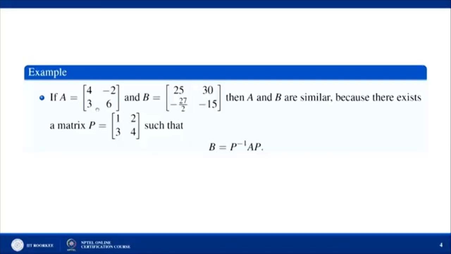Now, let us discuss one example. Suppose A is this matrix and B is this matrix. Then A and B are similar. How have we concluded this? This is very easy to conclude. If you have any two matrices A and B, and you have to check whether these two matrices are similar or not, you basically take an arbitrary matrix P such that AP equals PB.